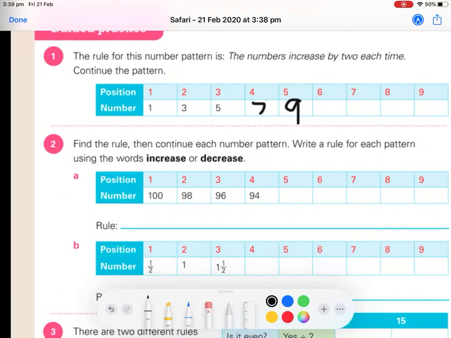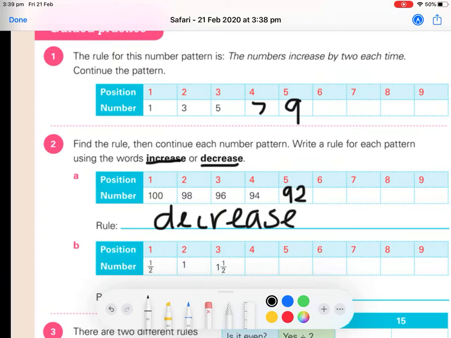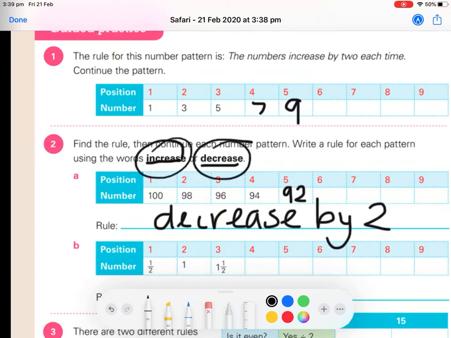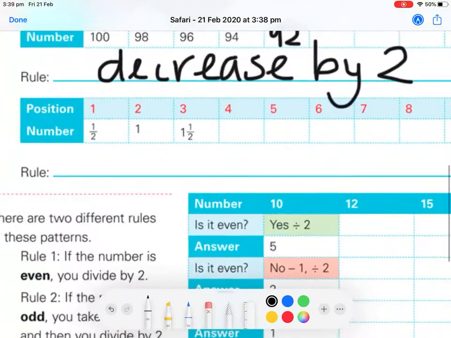Find the rule, then continue each number pattern. Write a rule for each pattern using the word increase or decrease. So we've got 100, 98, 96, 94. I'm pretty sure that's going to be 92. And it's going to decrease by 2. So we actually have to use the words increase or decrease.